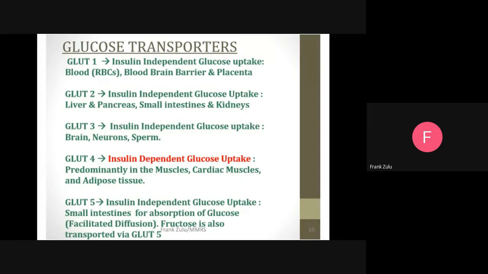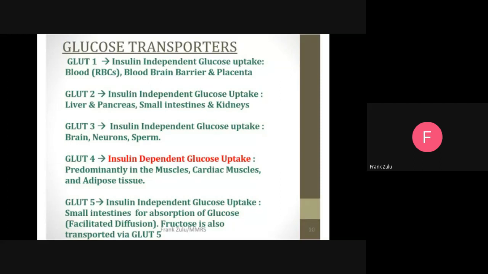Then the GLUT3s are found in the brain, almost all the cells of the brain, as well as the sperms. So it means your brain does not need insulin to be able to use up glucose. That is the reason why when someone has hypoglycemia, meaning low levels of glucose because you haven't eaten, you immediately give them anything that has sugar, like Coca-Cola, and you actually resuscitate them. Once sugar enters the brain, it does not need insulin to be released. It will just pick up that glucose and start using it up. Someone will actually recover in seconds. Why? Because the brain has GLUT3s and they are independent from insulin.